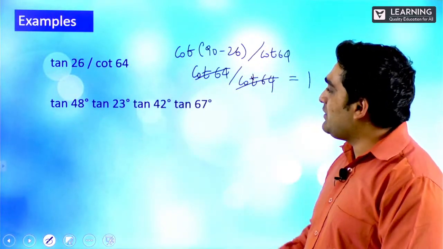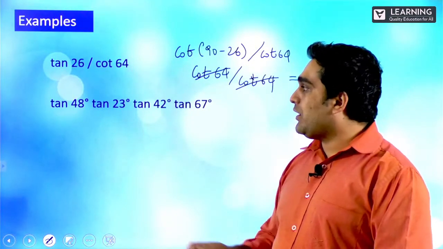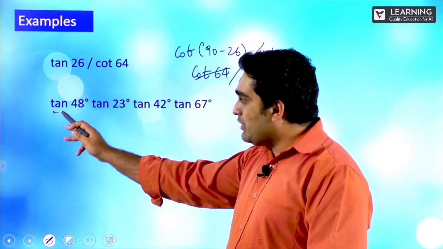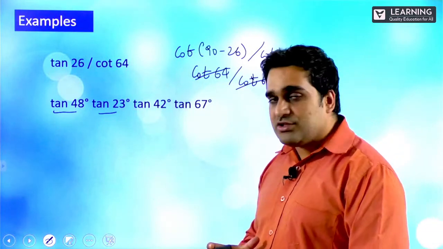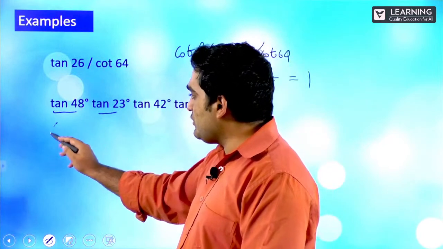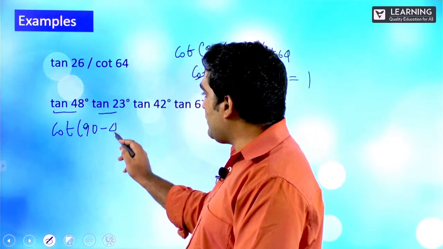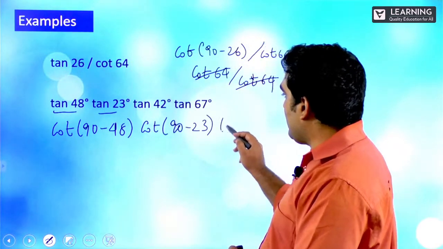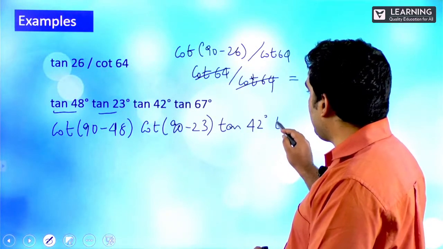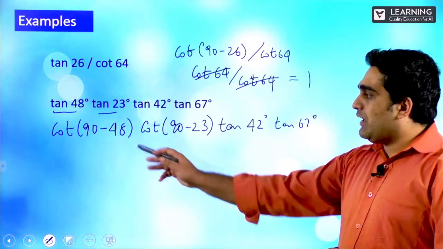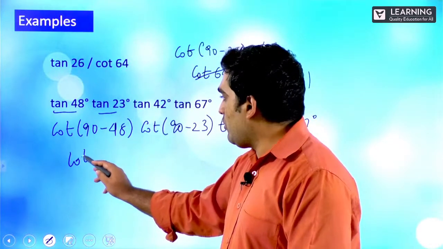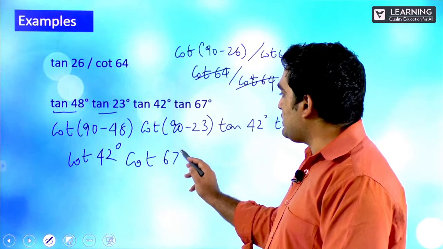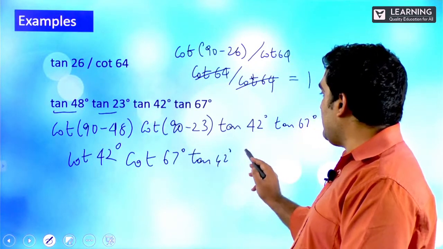Tan 48 degrees, tan 23 degrees, tan 42 degrees, tan 67 degrees. Whoa, that's a lot there. So how would you solve this problem? Well, take any two of the trigonometry ratios. I'll pick these two because when I change them, they're closely related. When I change these two, notice what happens. I get cot 90 minus 48 times cot 90 minus 23, and then you have tan 42 degrees and tan 67 degrees. Cot 90 minus 48 is cot of 42 degrees. Cot 90 minus 23 is cot of 67 degrees, times tan 42 degrees and tan 67 degrees.